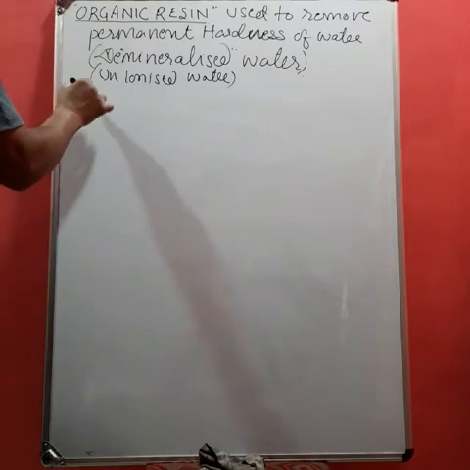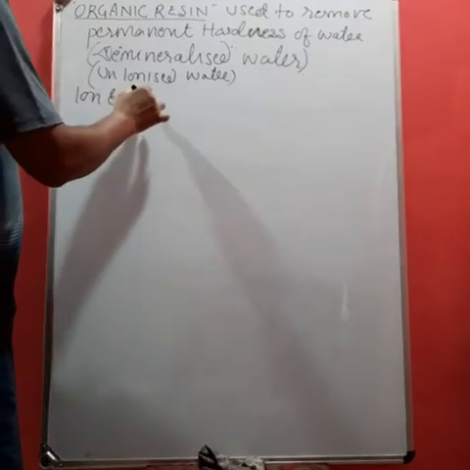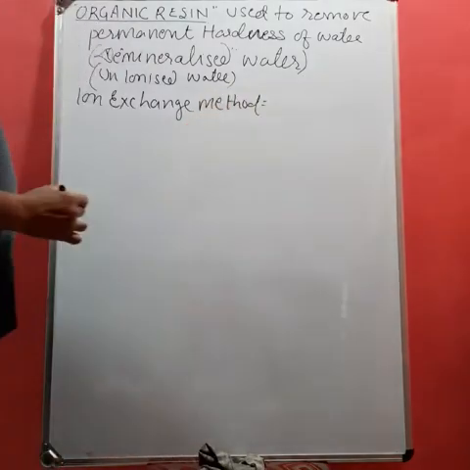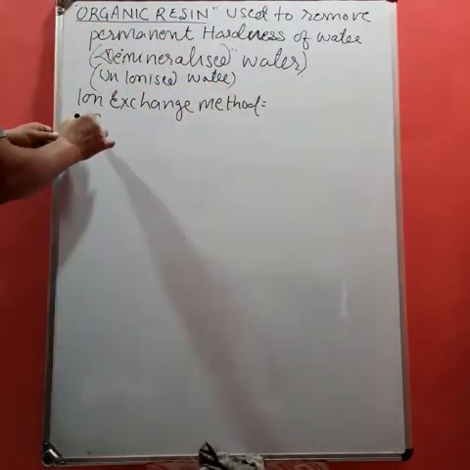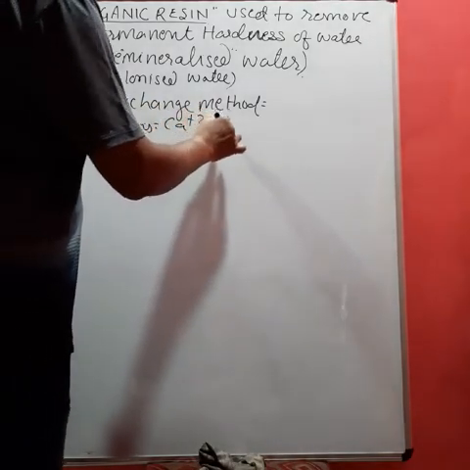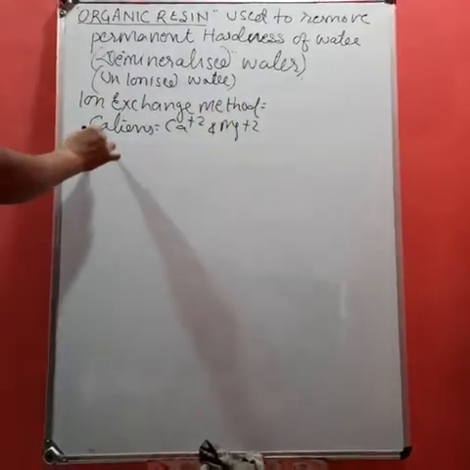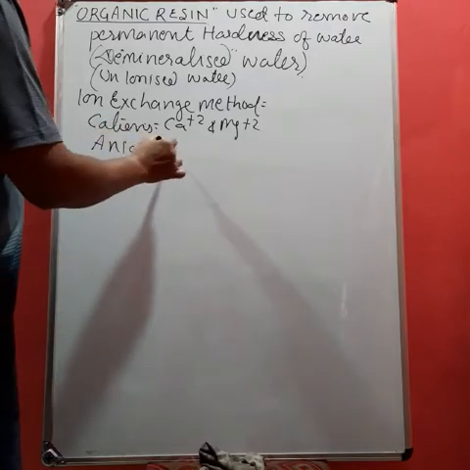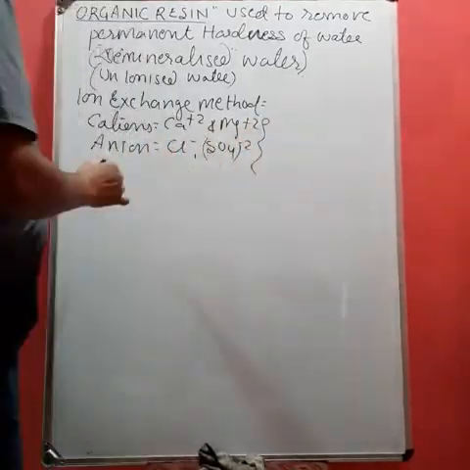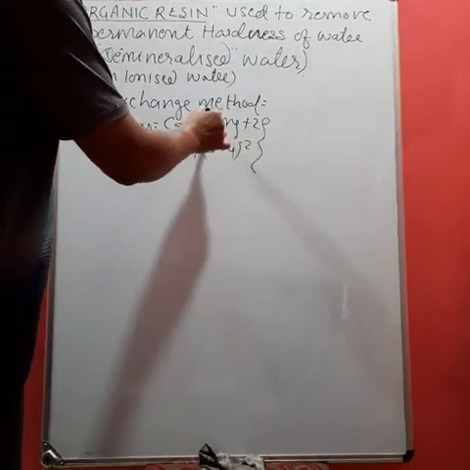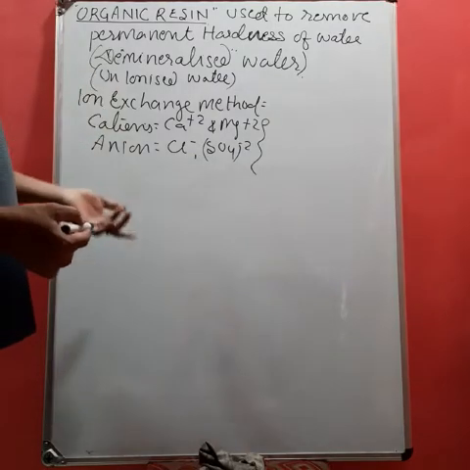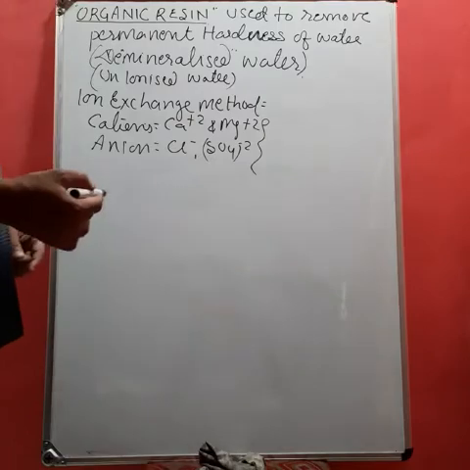Student, this is also called the ion exchanger method, or ion exchange method, meaning all types of ions are exchanged. Like, which types of ions are present? There are some cations, like what? Calcium cation and magnesium cation. And the anionic impurities are also there. Which are these anions? These are chlorides and sulfates. These are responsible for hardness of water, that is, impurity of water. So if we remove all these ions, then our water will be free from all types of impurities, so that is why we are using the organic resin method.